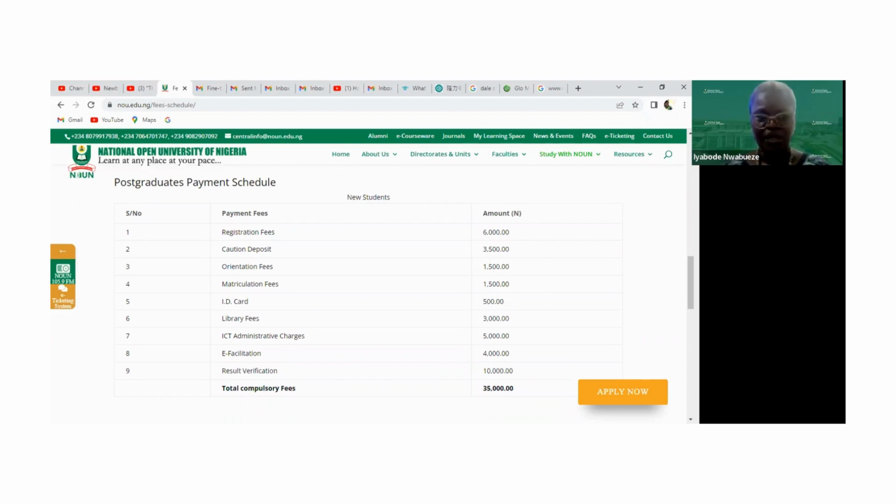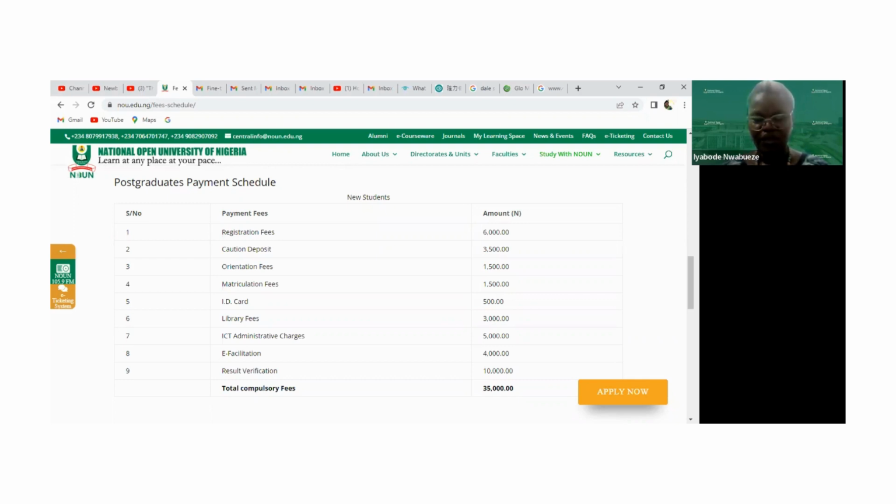This is unbelievable. The postgraduate students are actually paying 35. So let us see the breakdown. Caution deposit is 3,500. Again, that is a deposit. Orientation fees 1,500, matriculation fees 1,500, ID card 500, library fees 3,000, ICT administrative charges 5,000, e-facilitation 4,000. The result verification for them is 10,000.